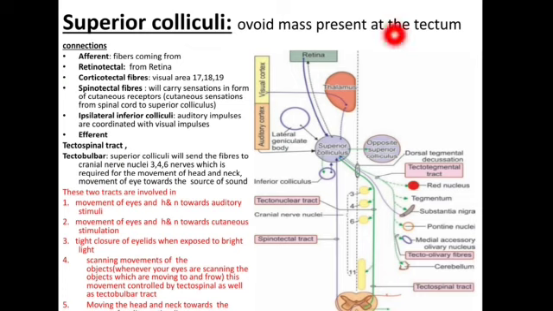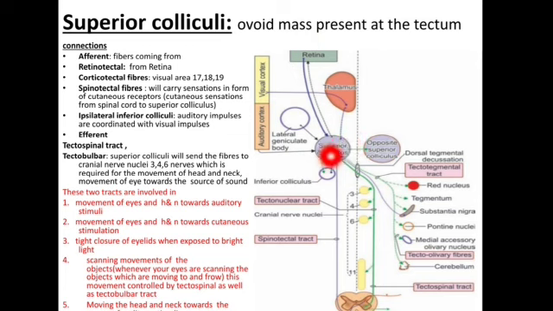Next structure is superior colliculi, ovoid mass present at the tectum. Connections of superior colliculi are afferent and efferent. Afferent fibers coming from retina are called retinotectal fibers. These are retinotectal fibers towards superior colliculus.